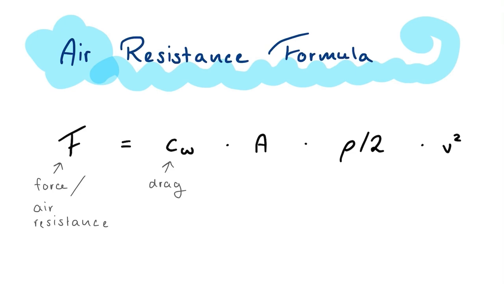Cw is the drag coefficient. It is a measure of the resistance an object experiences as it moves through a fluid. A is nothing less than the bike's surface.